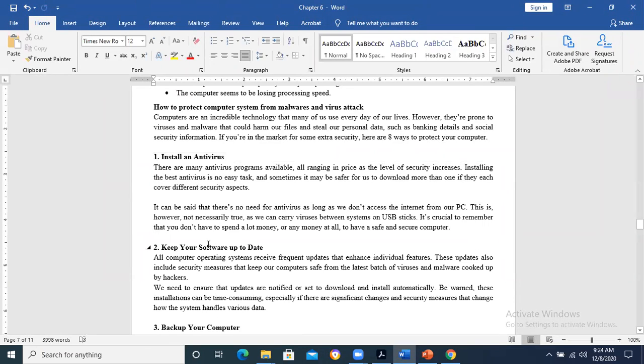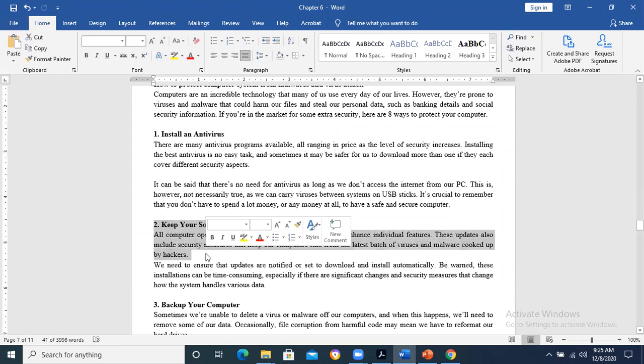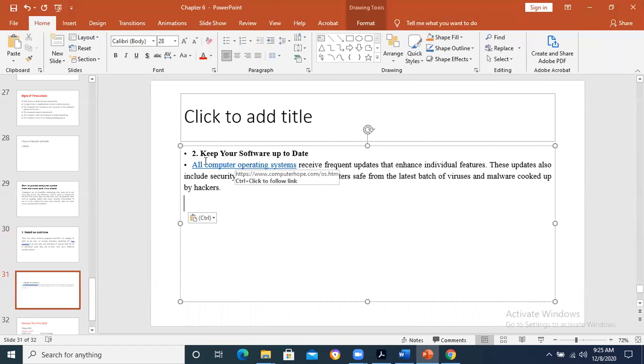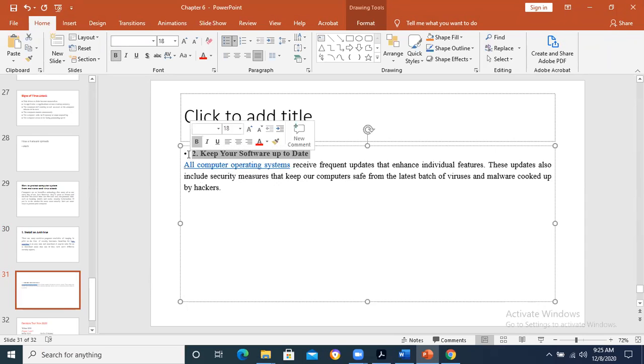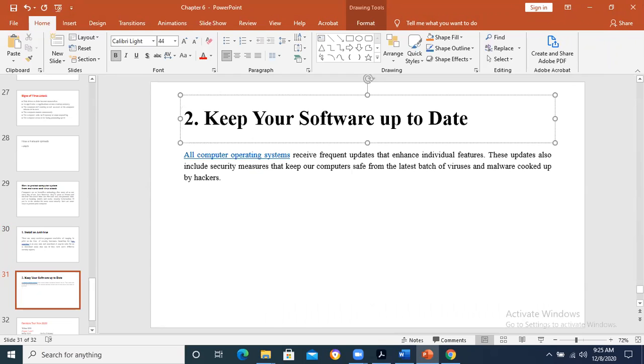Then it can be said that there is no need for antivirus as long as we don't access the internet. But whenever we are using USB, and of course, no user today can say that he is not using the internet. No user can say it nowadays. So of course, if you are on the network, you are using the internet, and antivirus is compulsory for you. Even if you are not using the internet, but you are using USB or DVD, then even in that situation, antivirus is definitely very beneficial for you.